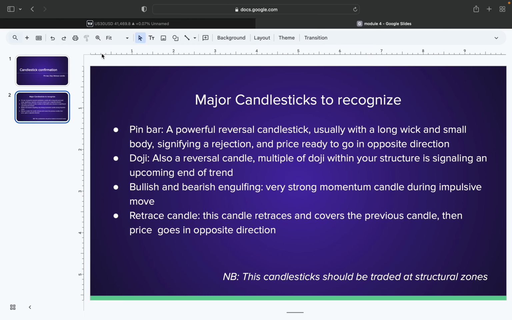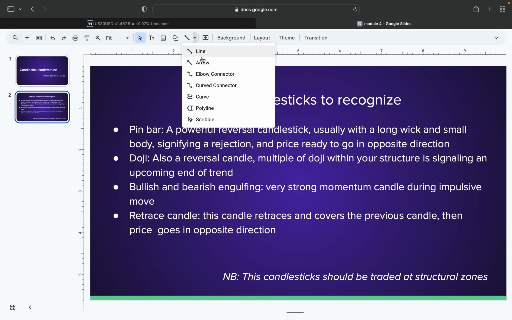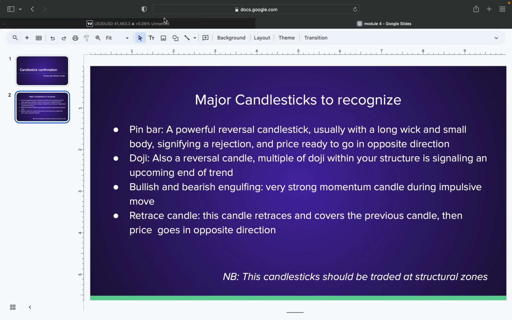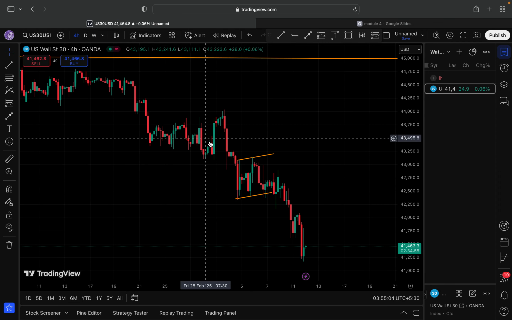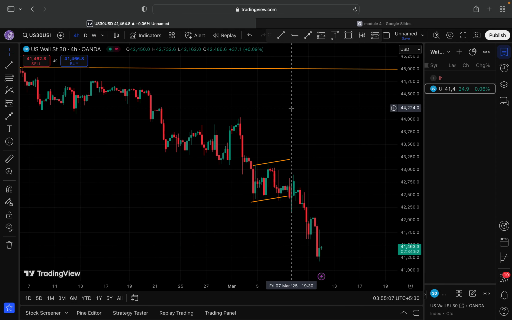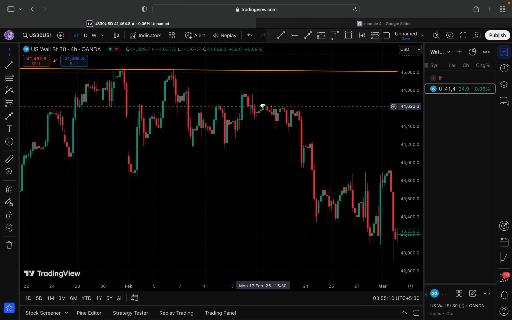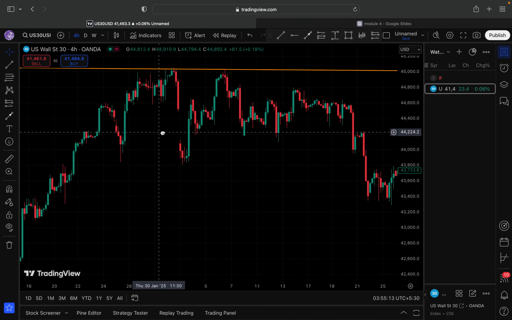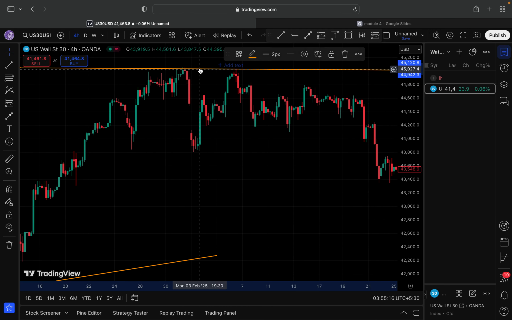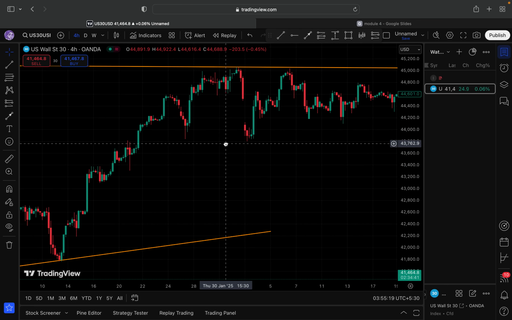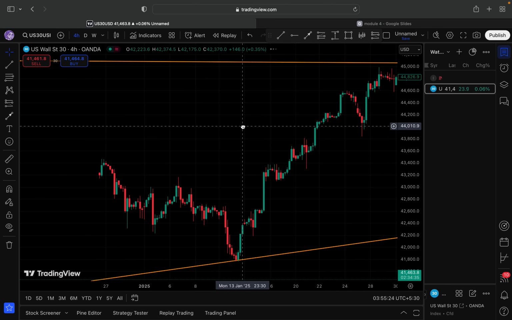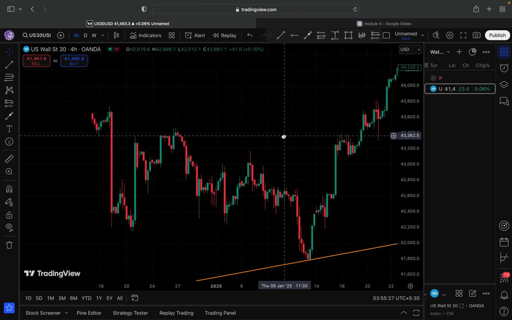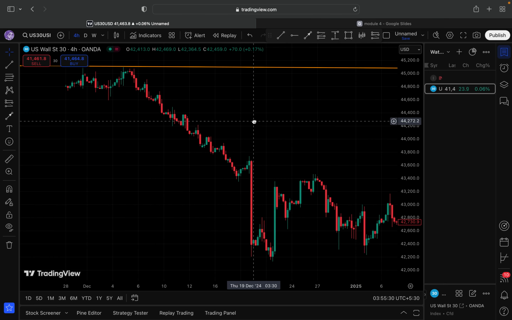The pin bar. Let me show you something here. Okay, let's just go strictly into the chart so I can show you an example of the pin bar on H4. Like I said, it has a long wick and a small body, signaling a rejection.